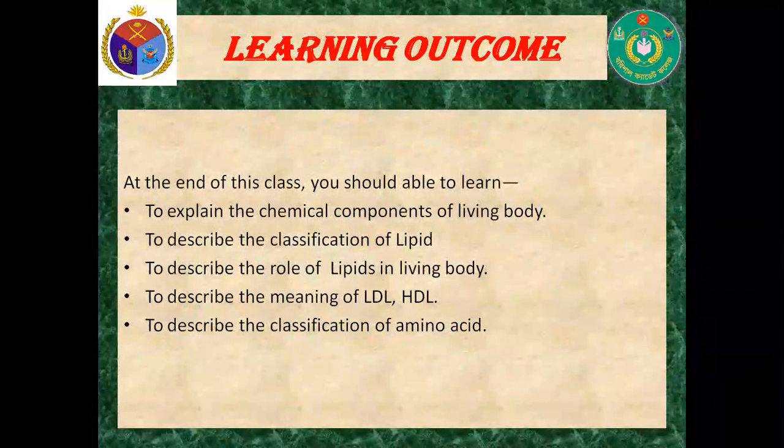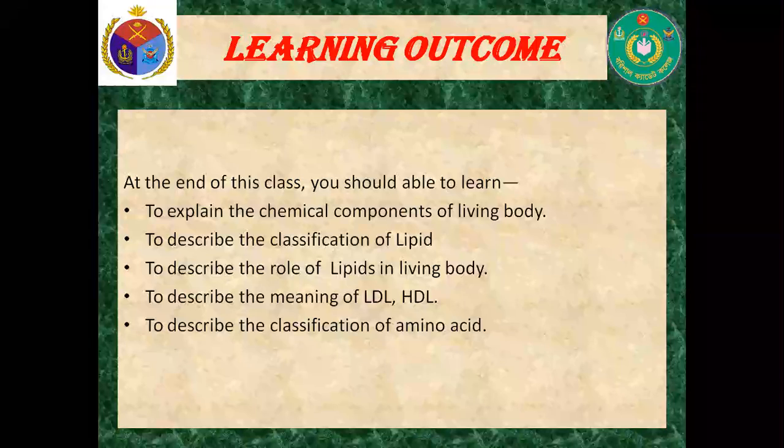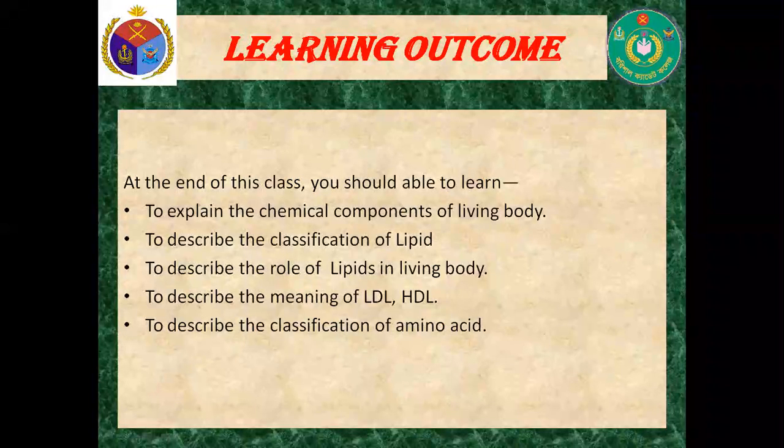Now, learning outcomes. At the end of this class, you should be able to explain the chemical components of the living body, describe the classification of lipid, describe the role of lipid in the living body, describe the meaning of LDL and HDL, and describe the classification of amino acid.